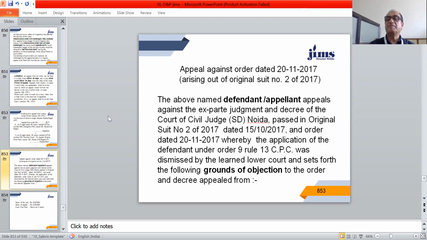Now the opening paragraph will be drafted like this. The above named defendant appellant appeals against the ex parte judgment and decree of the Civil Court, Civil Judge, Senior Division, Noida, passed in original suit number 2 of 2017, dated 15th October 2017, and the order dated 20th November 2017, whereby the application of the defendant under Order 9 Rule 13 CPC was dismissed by the learned lower court, and sets forth the following grounds of objection to the order and decree appealed from.